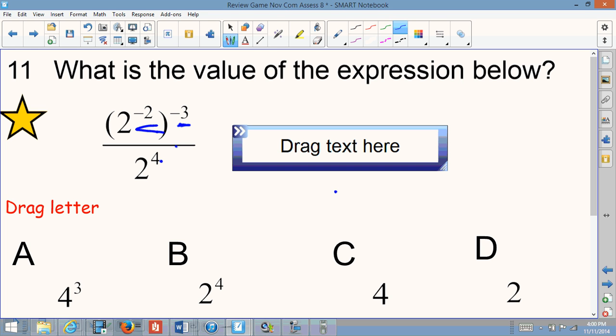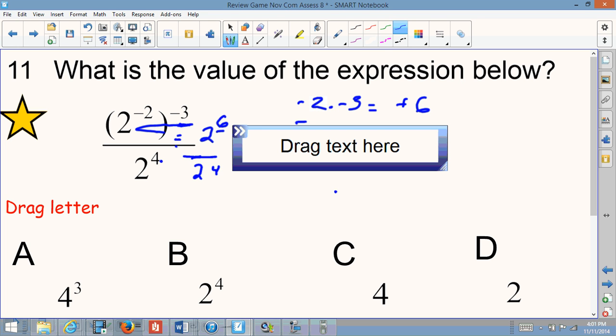When we have an exponent power to another power, we multiply the exponents. So we have negative 3 times negative 2. Negative 3 times negative 2 gives us positive 6. So this is going to be equal to 2 to the 6th power just by multiplying those exponents. And we're going to divide that by 2 to the 4th power.